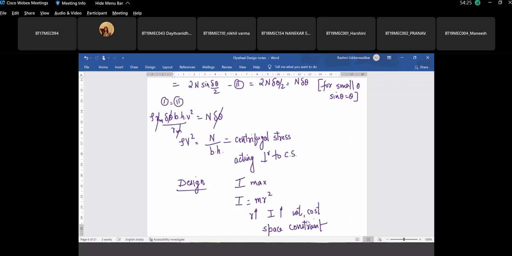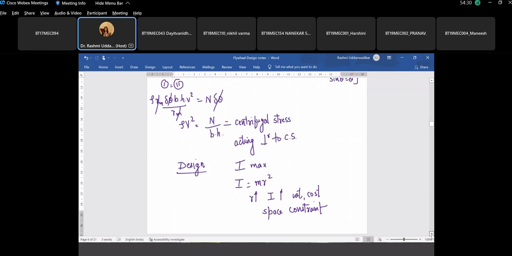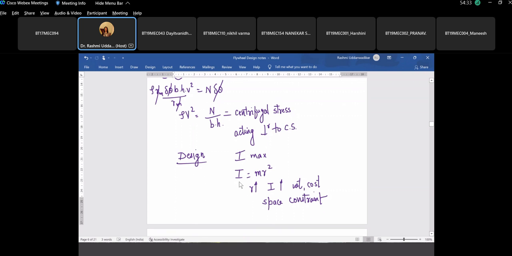So there has to be an optimum value always. You cannot go on increasing radius or mass to any limit just because you want to increase the moment of inertia. And the mass would depend upon its density, and the density would depend upon the kind of material that we are choosing, and hence cast iron or cast steel. These are the most preferred materials because they offer high density.